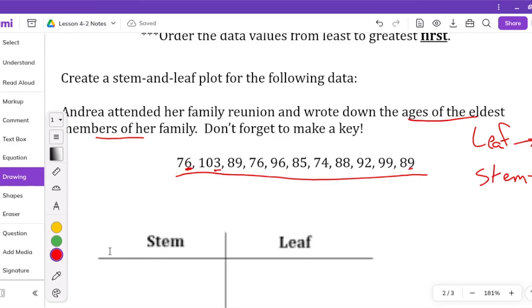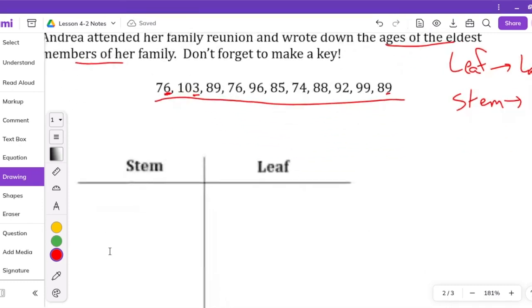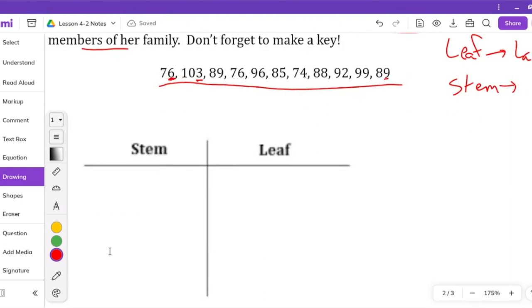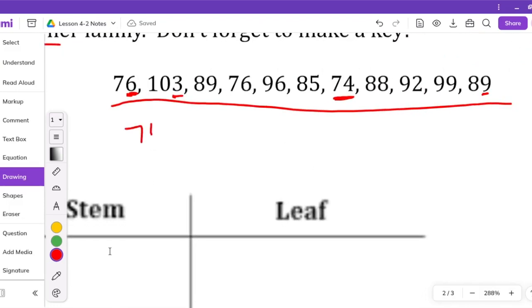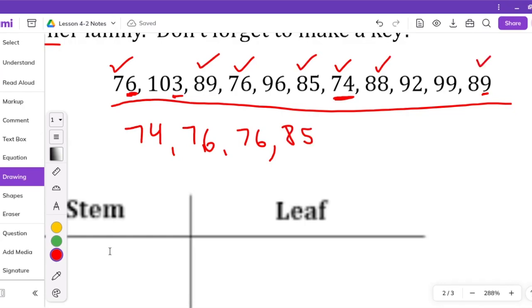So if I was to look at this data set for the family reunion, I wouldn't really be able to see, okay, where's most of the people located. But when I put it into a stem and leaf plot, well, let's see, my lowest number looks like is 74. Okay, I'm just going to put this in order real quick. So 74, 76, 76, check them off as I go. Next number is 85. 88, 89, 89.